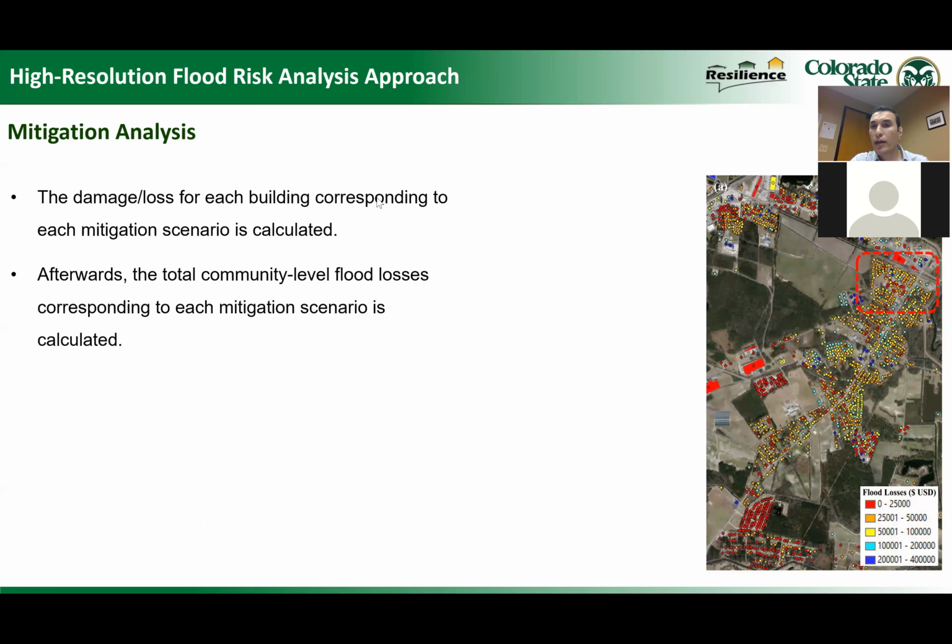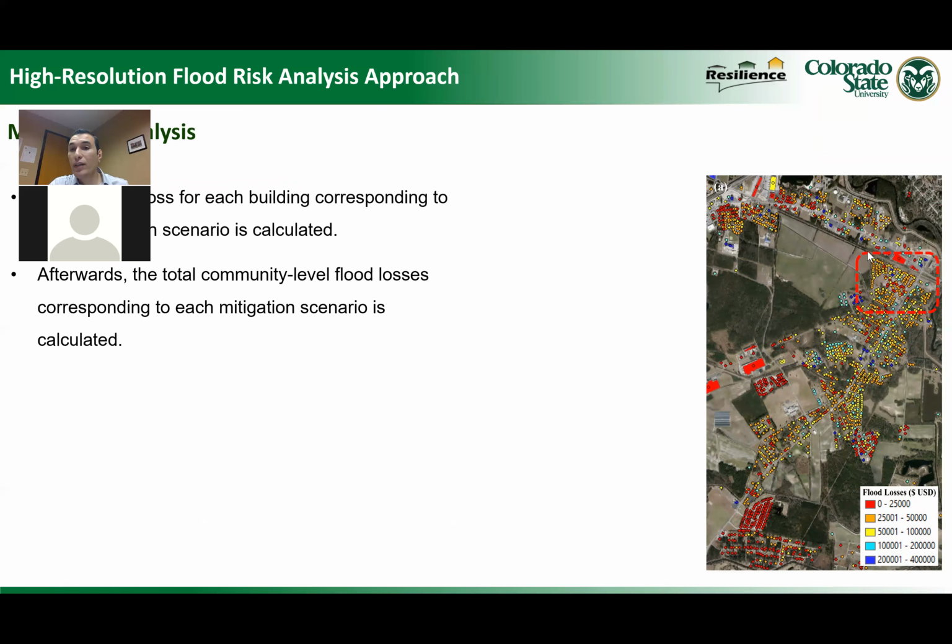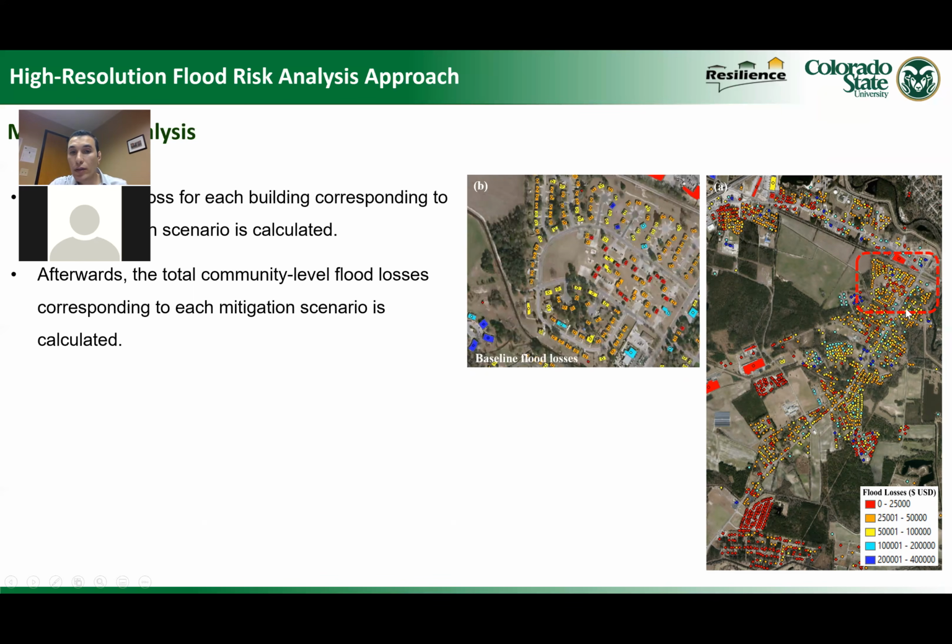So this shows the state of losses for the buildings without any mitigation. The buildings are color coded based on the dollar amount of loss. So the red color building has losses from 0 up to 25,000. The yellow from 50 up to 100. And this is a close-up view of this location that shows the buildings in this neighborhood. So this is without applying any mitigation measures.